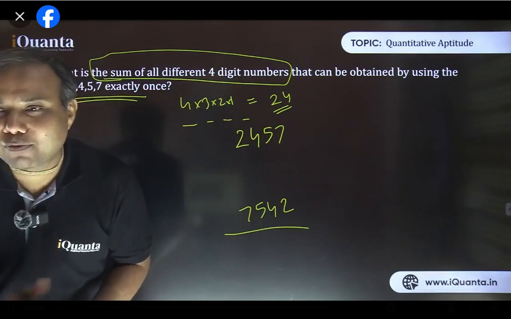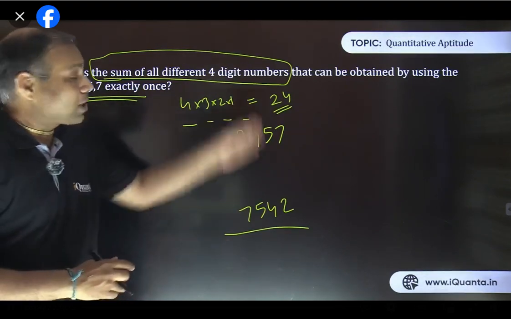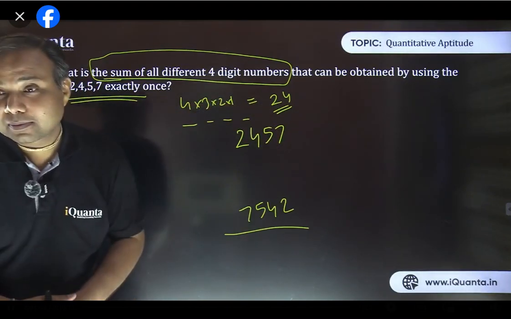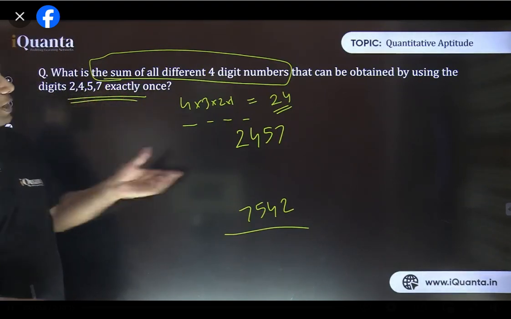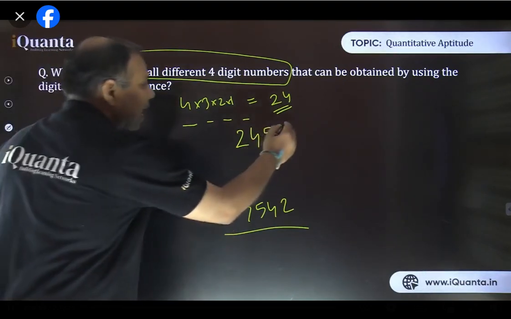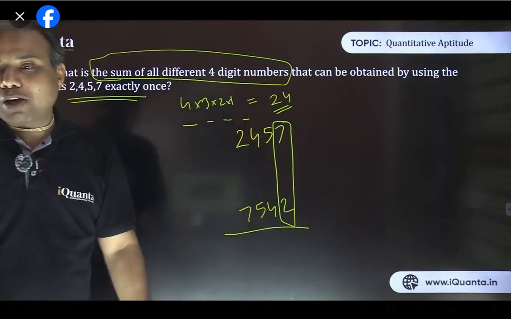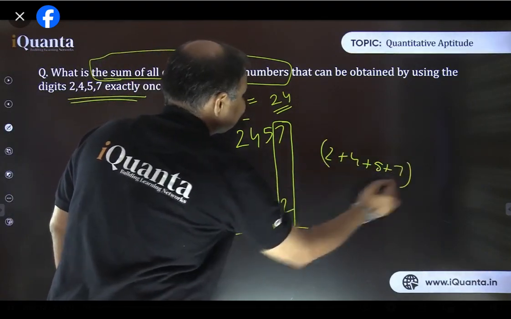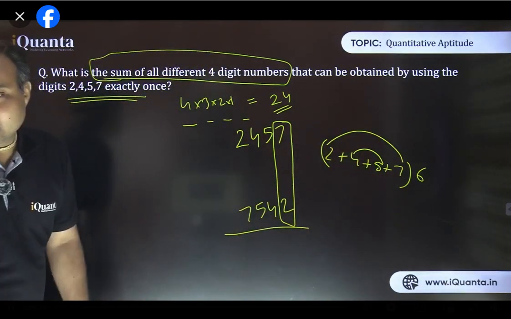Can you tell me how many times each digit will appear at the ones place? Remember, total 24 numbers are there. And you have just told that each of these 4 digits would be appearing equally. So how many times will each appear? 6 times each, right? That means if I add all these unit digit values, what will be the sum? It will be 2 plus 4 plus 5 plus 7, 6 times, isn't it? This is 9 plus 9, 18. 18 into 6.